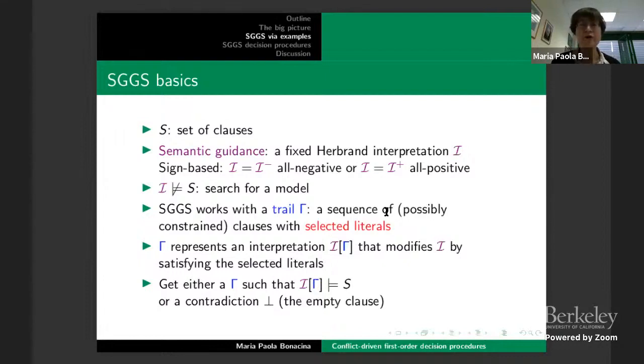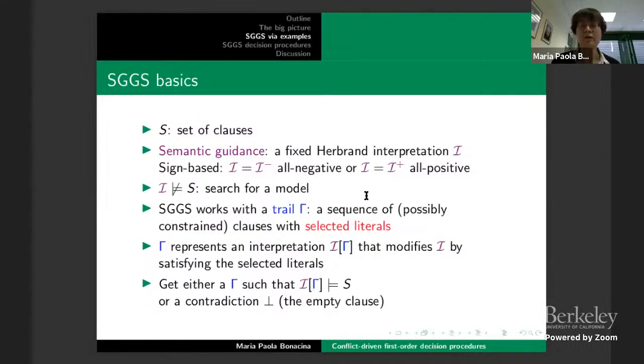But for this talk, we are going to consider only sign-based semantic guidance, that is either the all-negative interpretation, which satisfies all the negative literals, or the all-positive interpretation, which satisfies all the positive literals. Now, if the interpretation used for guidance does not satisfy the set, we need to search for a model.